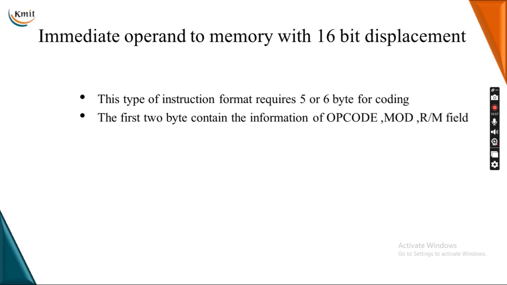Next, the fifth one, immediate operand to memory with 16-bit displacement. This type of instruction requires basically 5 or 6 bytes of coding. The first 2 bytes contain the information of opcode, mod, r by m field. The remaining bytes are displacement, so it can be a 16-bit displacement with immediate operand.